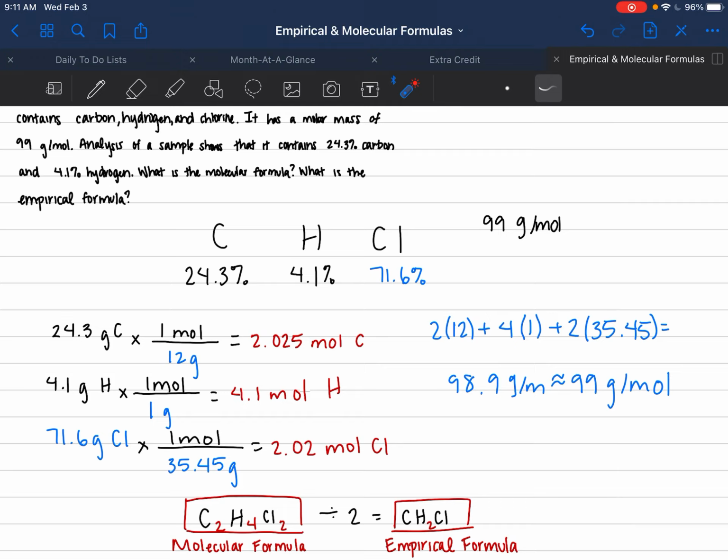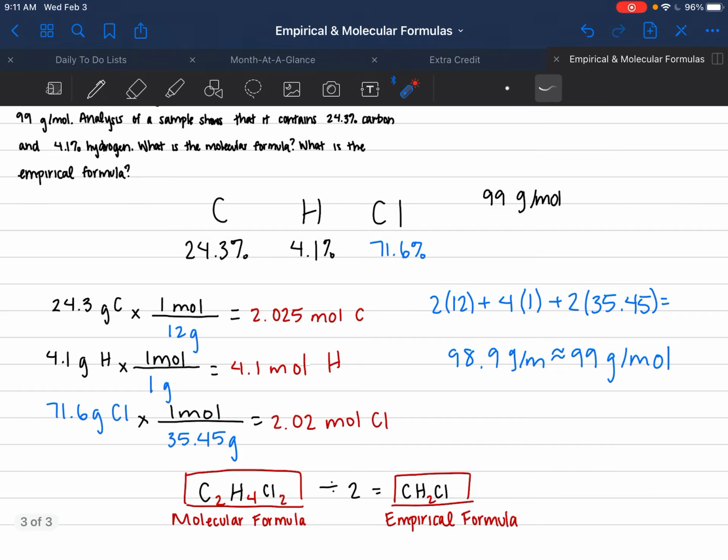And then our last one, that 71.6% of chlorine that we calculated, we'll say that it's 71.6 grams of chlorine. And we know 1 mole of chlorine is 35.45 grams according to our periodic table. So what we've done now is we've calculated how many moles of each of those that we have. Notice those numbers, they are pretty close to whole numbers. This 2.025 is almost 2. 4.1, almost 4. 2.02, again, almost 2.